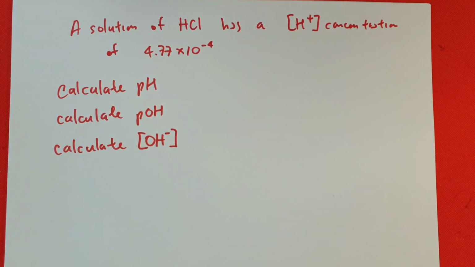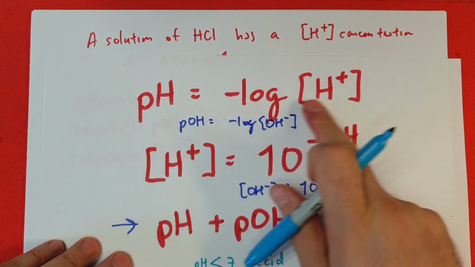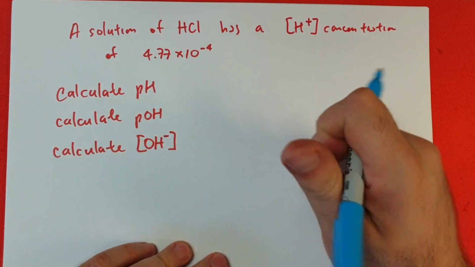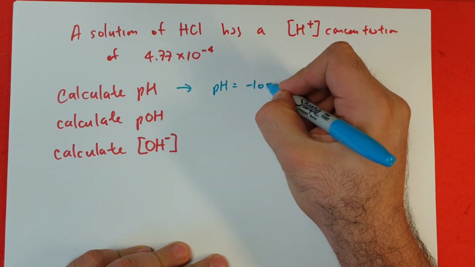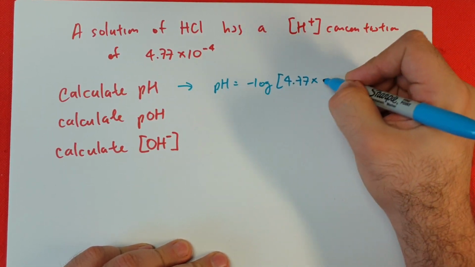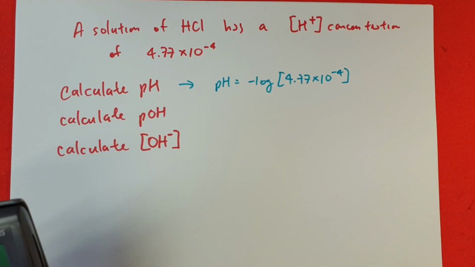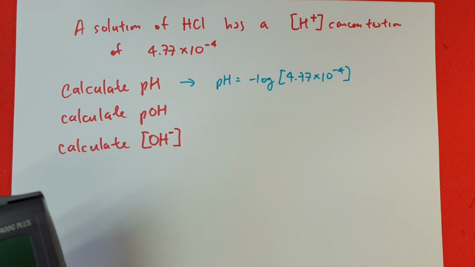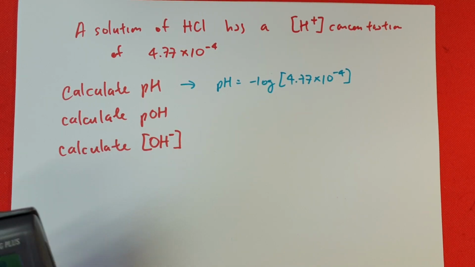First of all, we know that our formula is pH is equal to the negative logarithm of hydrogen concentration, which we were already given. So in order to calculate the pH, I just go pH is equal to negative log of 4.77 times 10 to the negative 4. And if we punch this into the calculator with a lot of care and making sure that we're not making any mistakes, we're going to get a pretty straightforward answer.